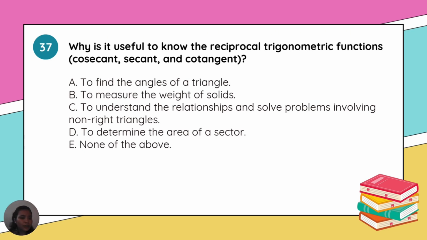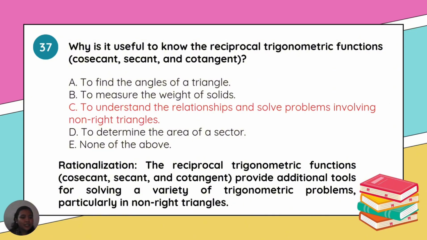Letter A. To find the angles of a triangle. B. To measure the weight of solids. C. To understand the relationships and solve problems involving non-right triangles. D. To determine the area of a sector. And E. None of the above. So what do you think is the answer? Very good. The answer is letter C.